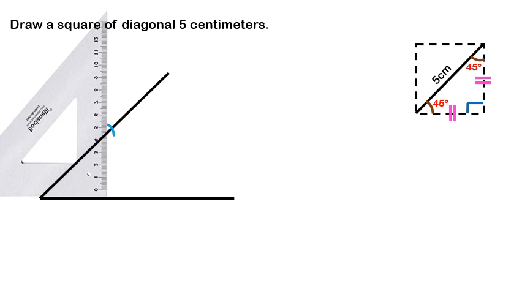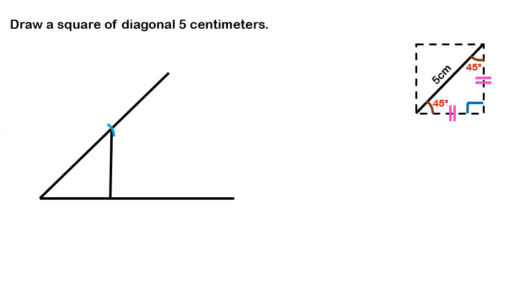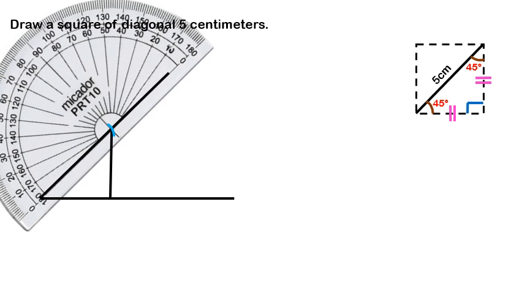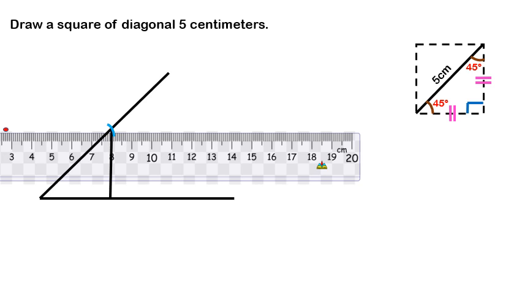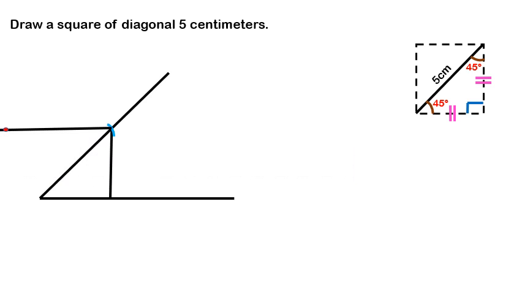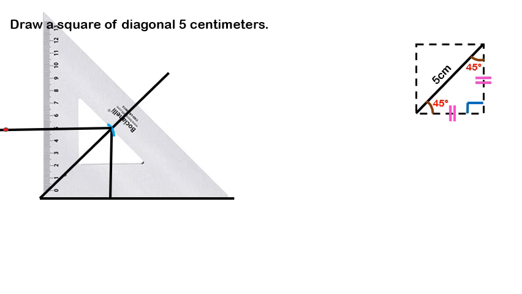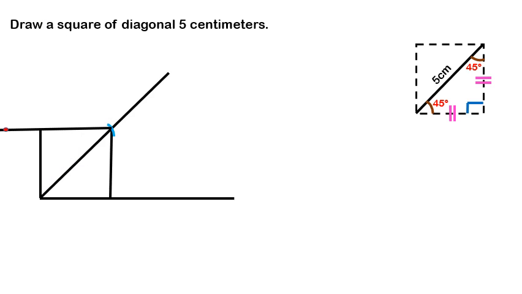Now let us use a set square and draw a perpendicular line to the bottom line. Then again use a protractor and mark a 45 degree angle. Then use a ruler and draw a line to this point. Then again use a set square and complete this square. Then erase the unwanted parts. Now we get a square of diagonal 5 cm.